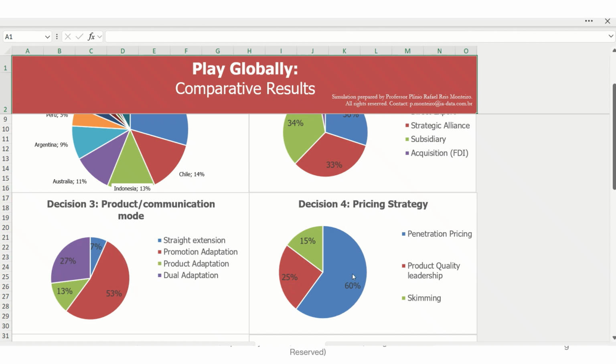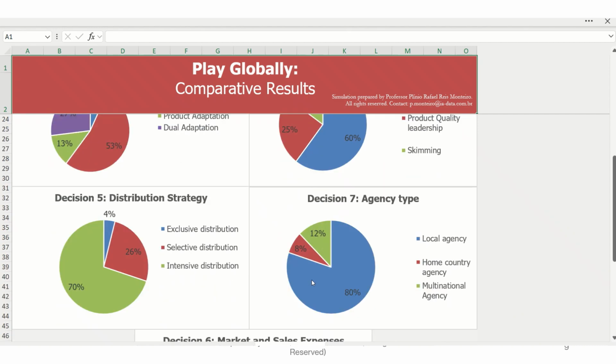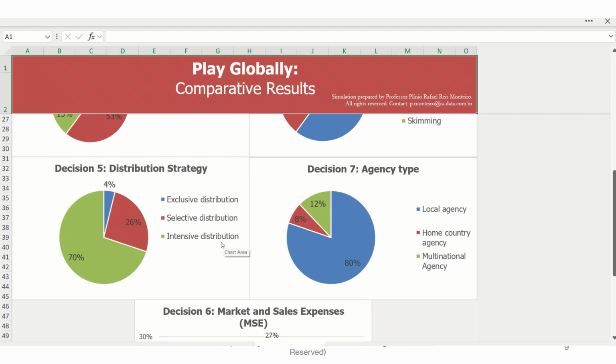In terms of pricing, the most common was penetration pricing, really close to the actual strategy of Hotmart, but some chose to change, like product quality leadership, and others using skimming. In terms of strategy of distribution, most students select to keep the intensive distribution that is really close to what Hotmart tries to achieve, but some try to have something more special like selective distribution, and a few select exclusive distribution.